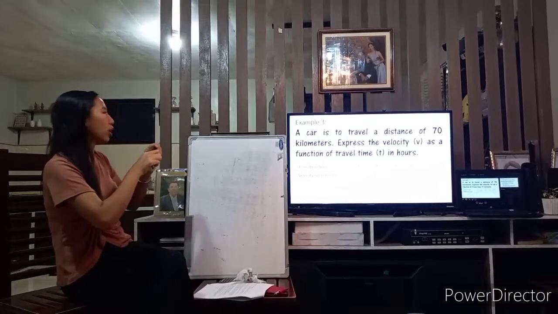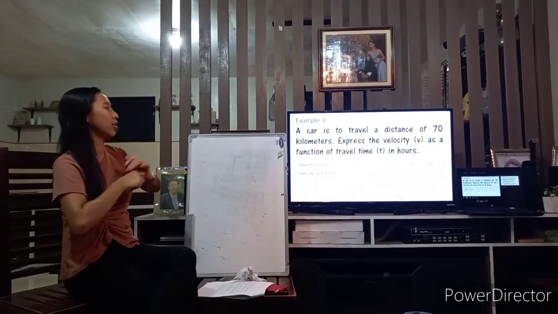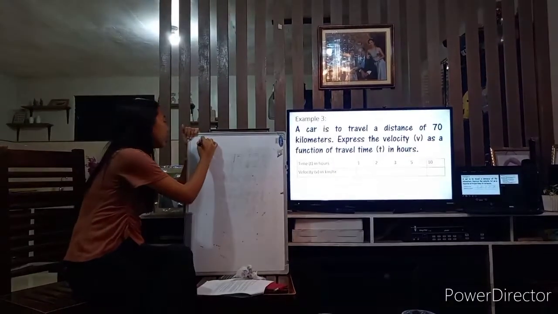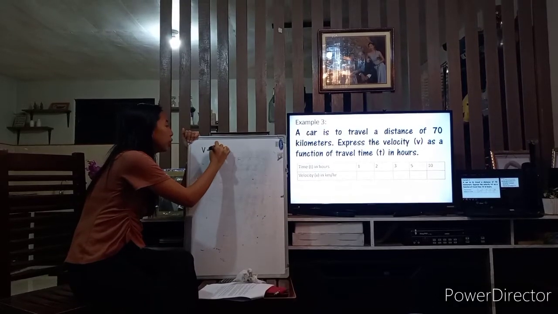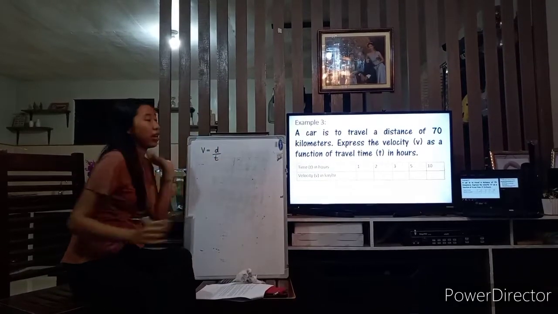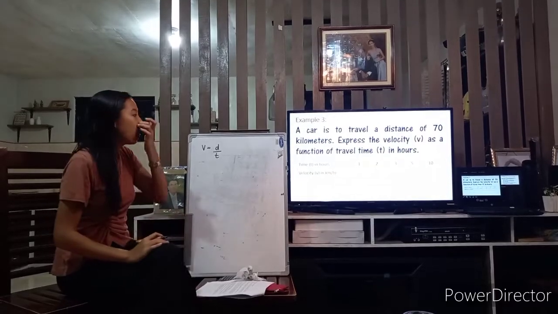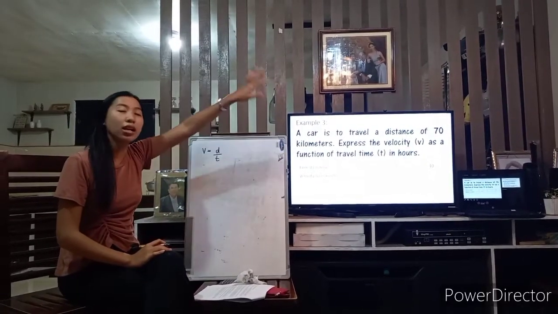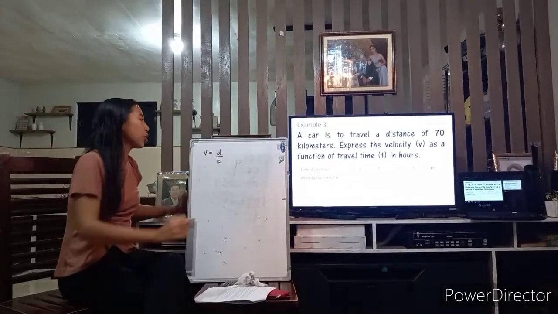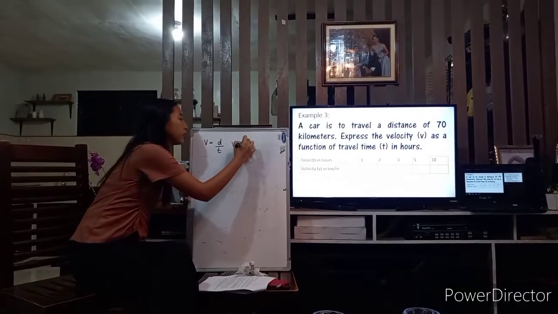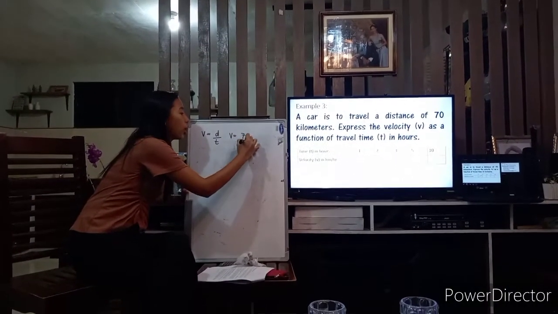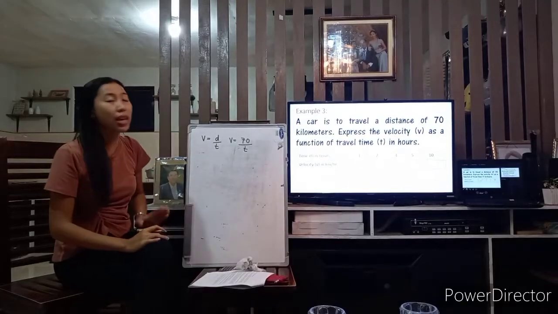So the function that we will create is, of course, velocity is equal to d over t, that is distance over time. Now we are given a certain distance, which is 70 kilometers. So v is equal to 70 over t, or time in hours.